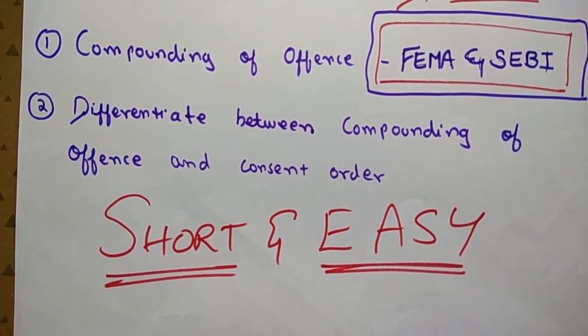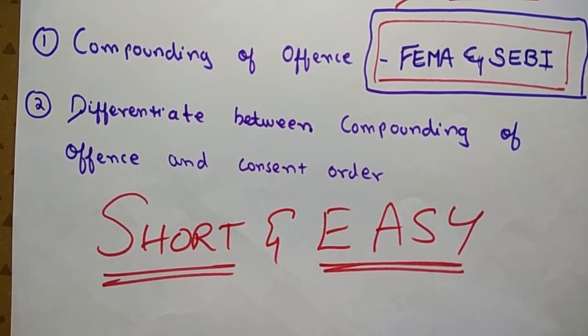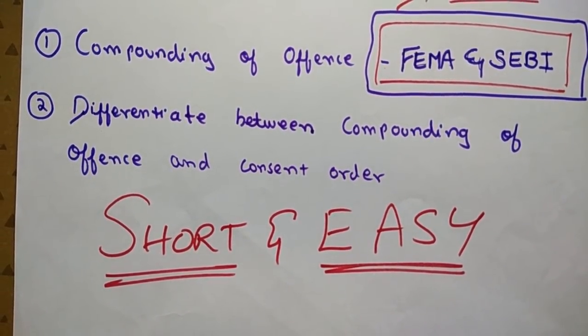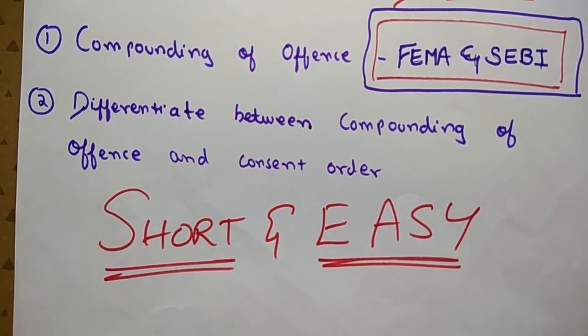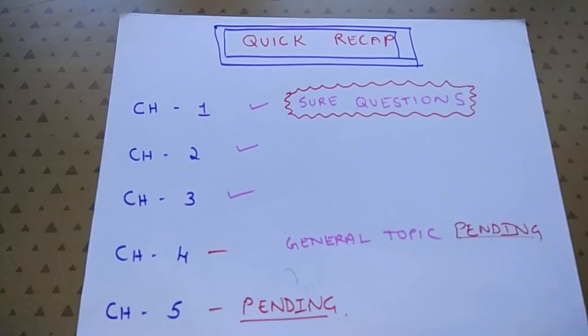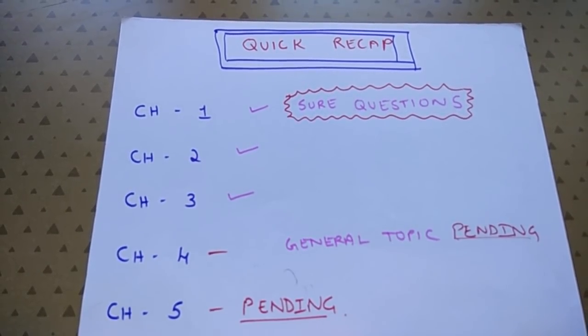in litigation? Here, the compounding of offence under FEMA and SEBI are most important. Next, the question differentiate between compounding of offence and consent order has been asked. Now, for a quick recap, you will notice that studying chapter 1, 2 and 3, you will feel more confident about drafting various deeds, contracts, etc.